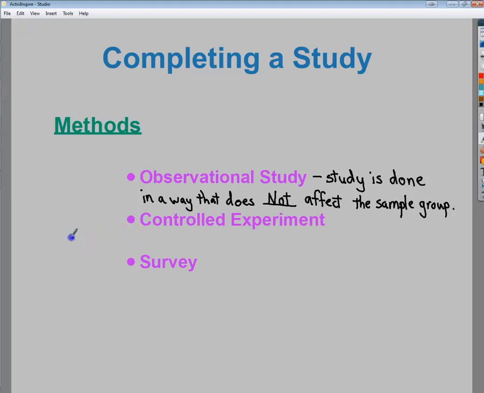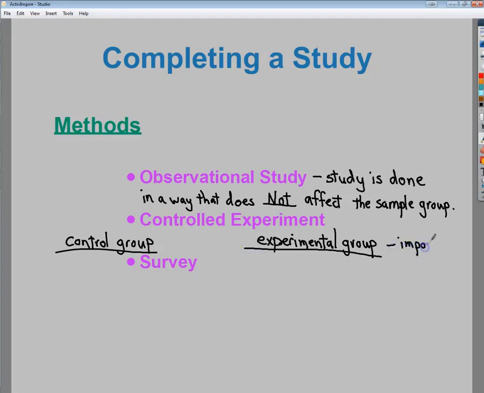In this group you have two groups. You have the control group, and the control group is the group that you just keep normal. It doesn't change or anything. On the other side of it, you have the experimental group. The experimental group is the one that you actually impose treatment on. So you actually do something to them, whatever it happens to be. And the control group just stays the same. So they're the status quo group.